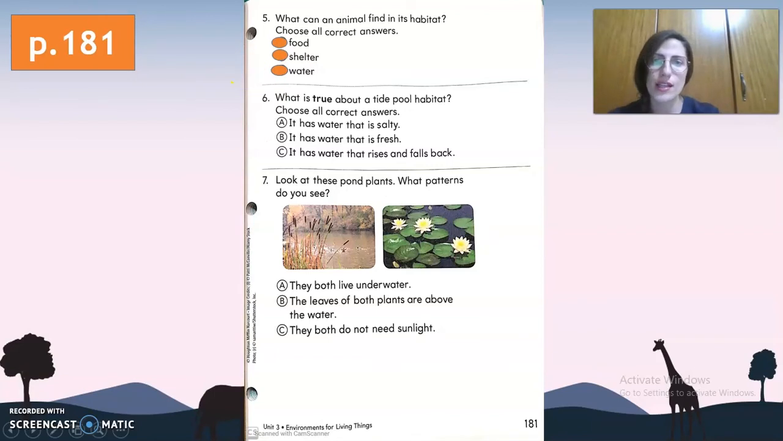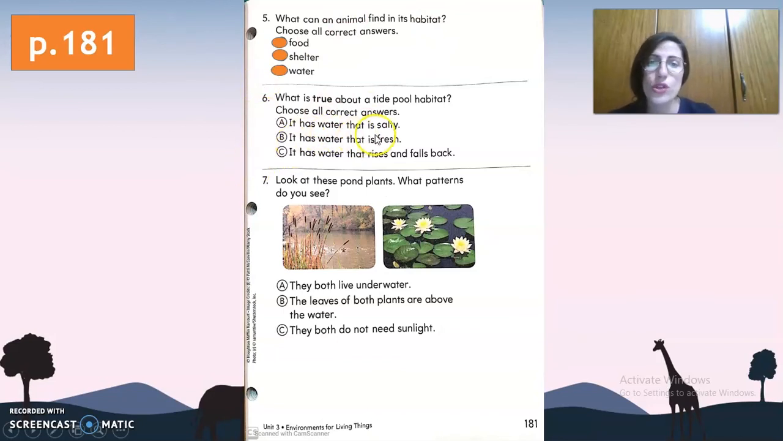So far so good. And shelter, to live in, it means also the home, okay? Clear so far? So, what is true about a tide pool habitat? Choose all correct answers. When they say choose all correct answers, it means we have more than one. And when they say choose the true statements about the tide pool habitats, it means we have to choose the correct answers about the tide pool habitats, okay?